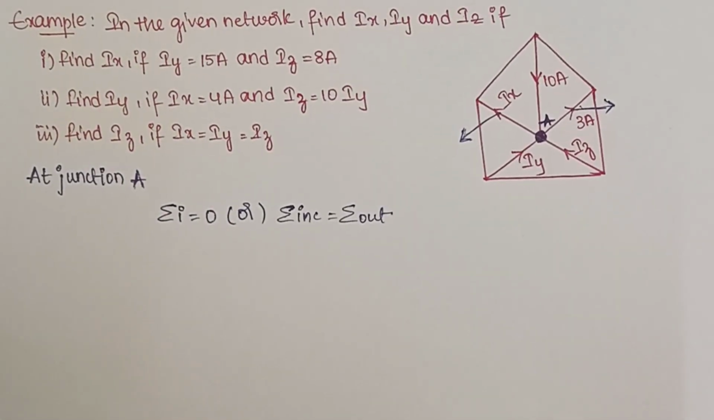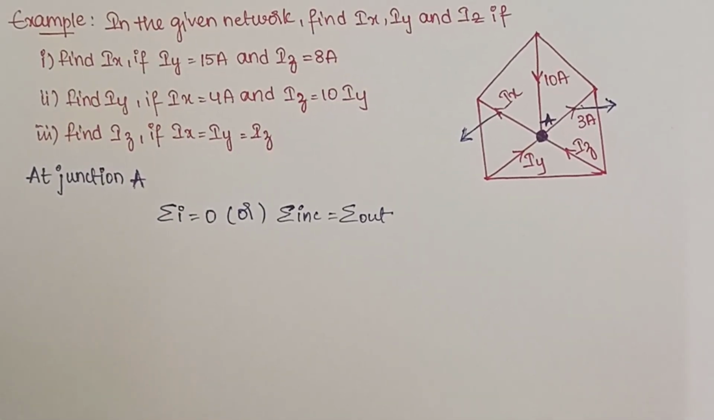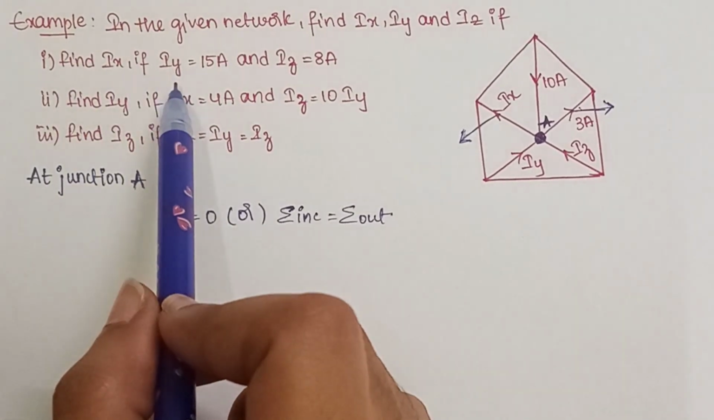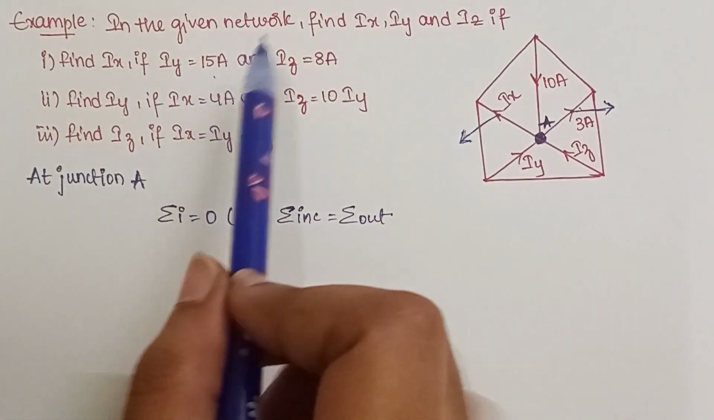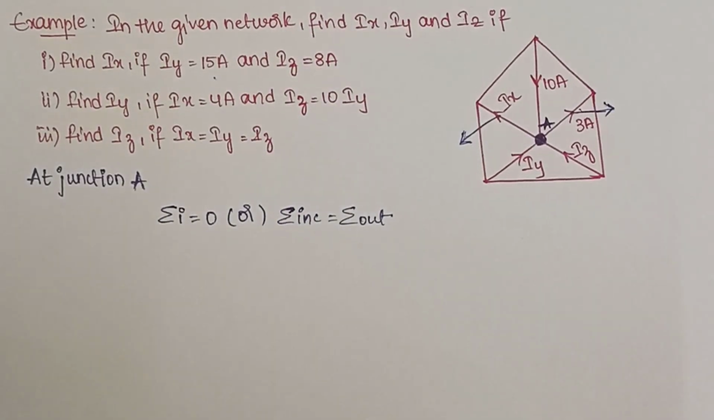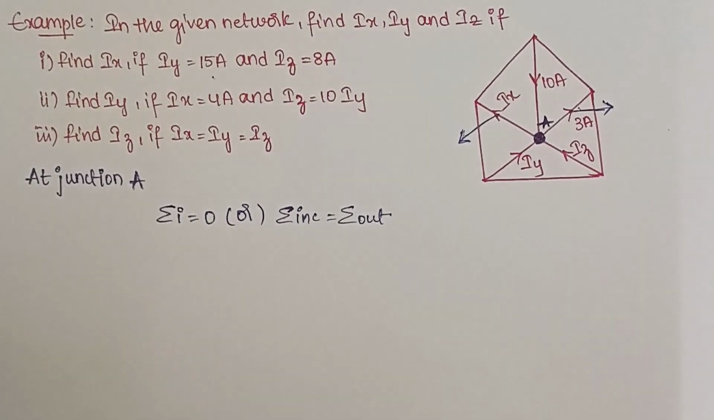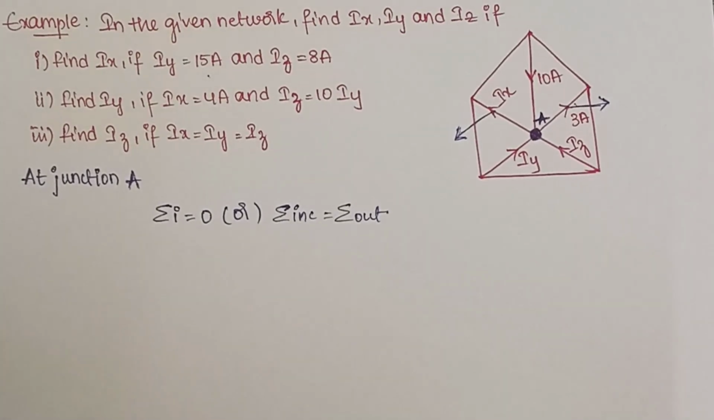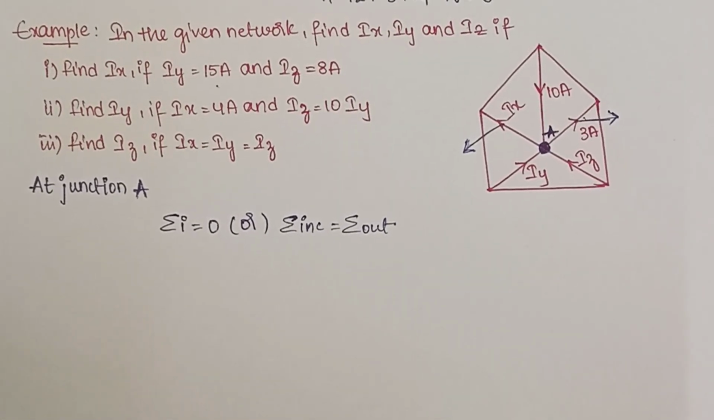Now first we need to check the first condition. What is our first condition? Find Ix if Iy is equal to 15 amperes and Iz is equal to 8 amperes. So this is the question they have given us. Before checking the condition, we need to write the equation for KCL.